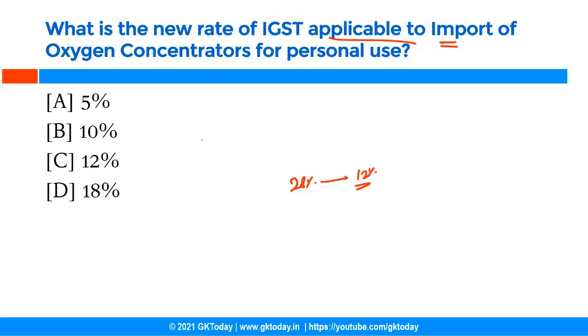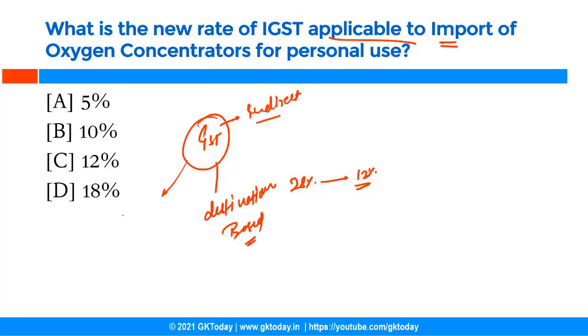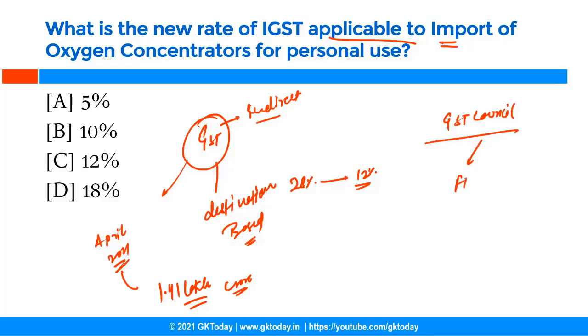Now please note that GST is indirect tax. It is destination based tax. Recently, GST gross revenue collection was also in news, as in April 2021, the GST gross collection was 1.41 lakh crore. So this is a record high. Now we have GST Council. This GST Council is headed by FM, that is Finance Minister.